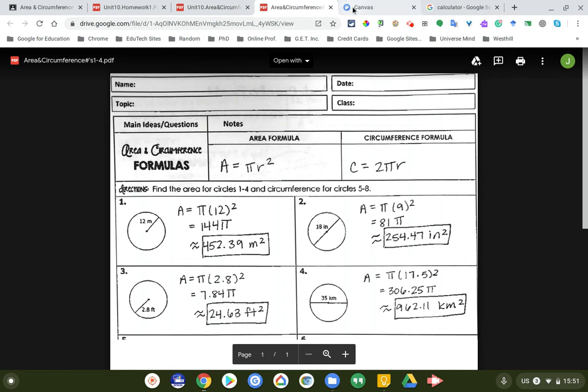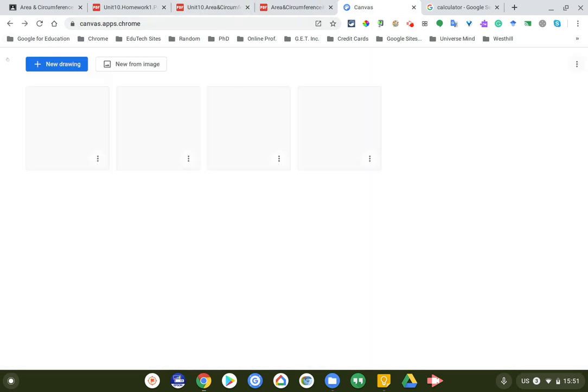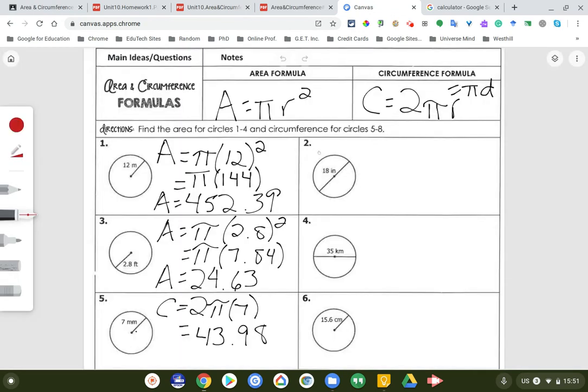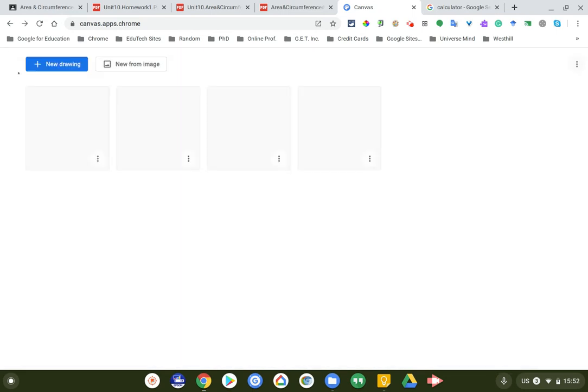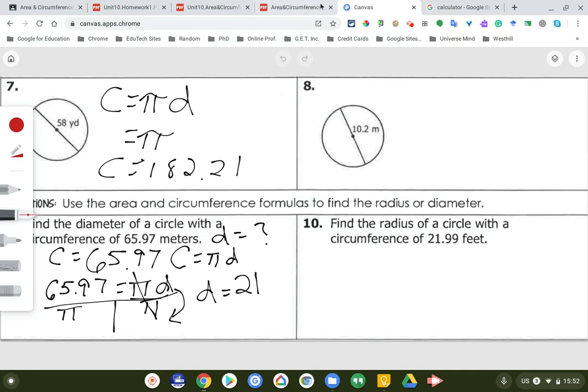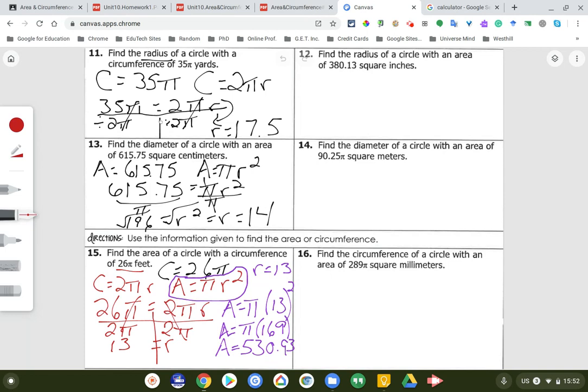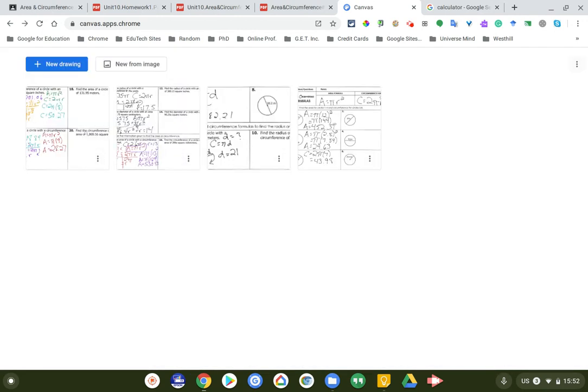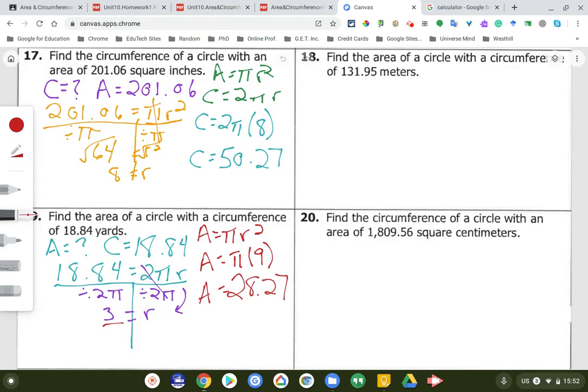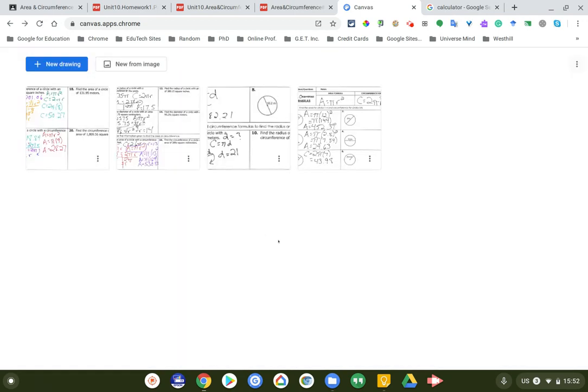Let's check real quick. Once again, these are 1, 3, 5. This is 7, 9. This is 11, 13, and 15. Look, I started using color on 15. And then I did 17 and 19. Okay. So there we go.